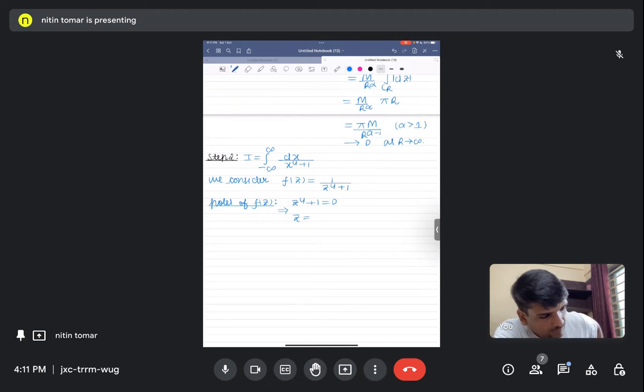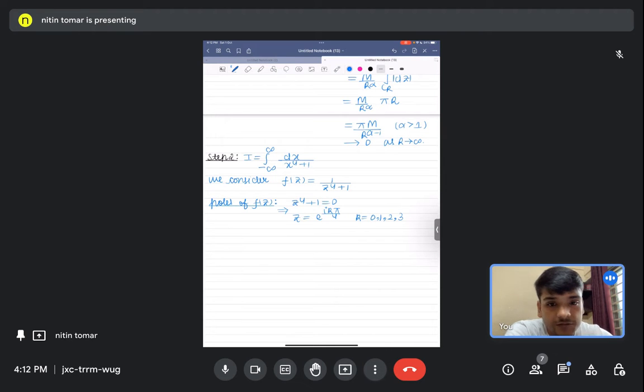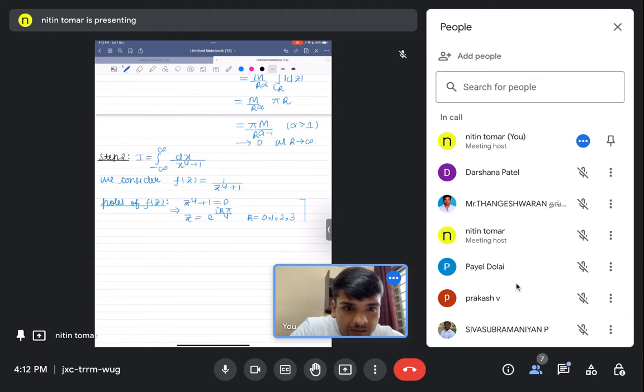Sir, e to the power i pi by 2. e to the power i pi by 4. There will be four poles, that is correct, but what will be those? Sir, e to the power i k pi by 4. Very good. Where k varies from 0, 1, 2, 3, right? Yes, sir. Darshana, is this step clear? Yes, sir.